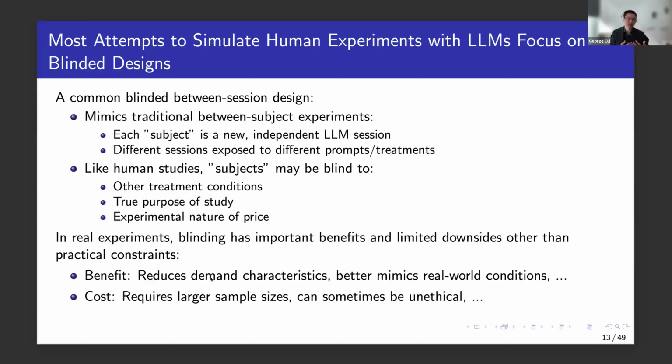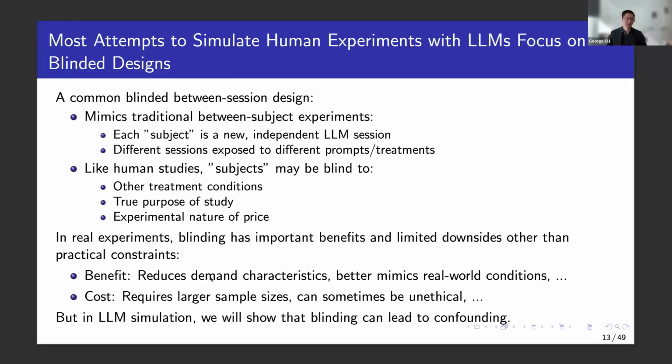But now in the GPT simulation, the question is: what is the real downside? Sample size is cheap in GPT, and there are comparatively smaller ethical concerns. So does that mean that we should do blinding all the time for large language model simulation? The key argument that we will make is that blinding can lead to confounding. Any questions so far?